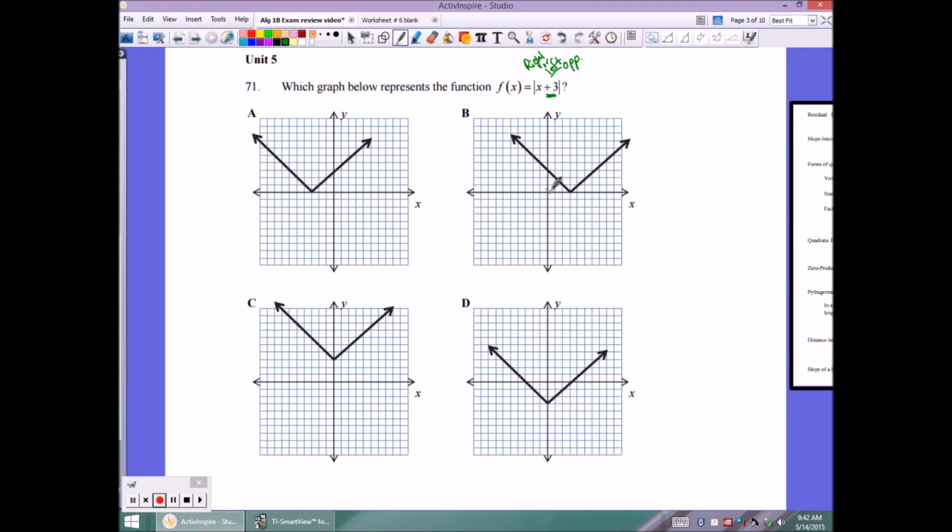So if it says plus 3, I'm not actually moving right 3. This is tempting, but it's not the right one. I want to do the opposite of right 3. I want to go left 3. So it looks like this one's going to take me left 3, right? That we could call the vertex, the minimum of our absolute value. That's supposed to take my function and move it left 3. Because it says plus, we're not going to the right, we're going to the left. So I would say A is the answer.